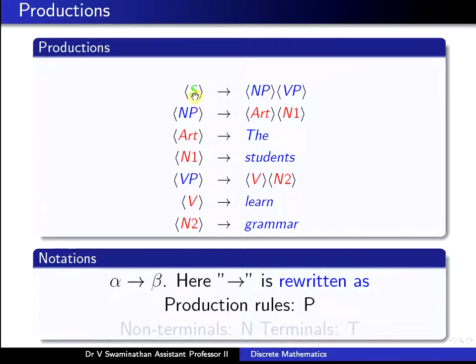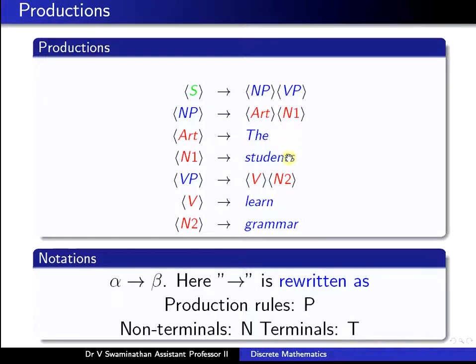The objects which produce further, like S, NP, VP, article, N1, are known as non-terminals, which do not terminate the process. It is denoted by capital N. And the objects the, students, learn, grammar terminate the process, and so they are known as terminals, and they are denoted by capital T.